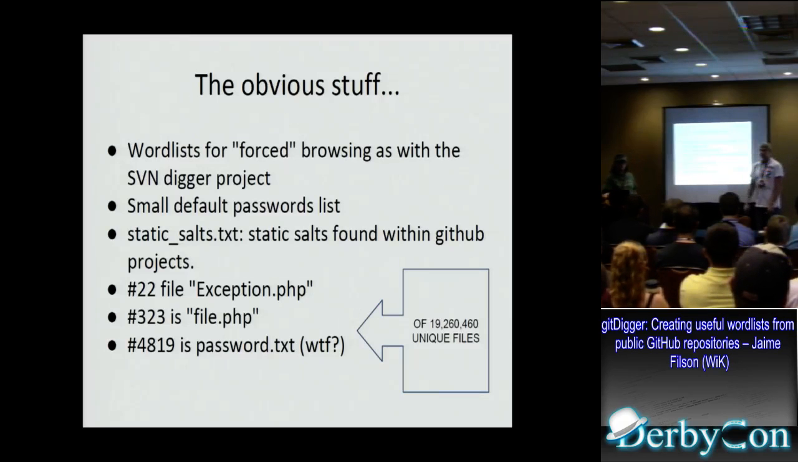File.php is another one that makes sense, but I never look for it. You always look for upload.php or upload.whatever, and I rarely look for upload. And password.txt. Are you serious? Your application has password.txt in its root? Awesome. This is 4,000th down the list, out of 19 million. That's how common this password.txt is.